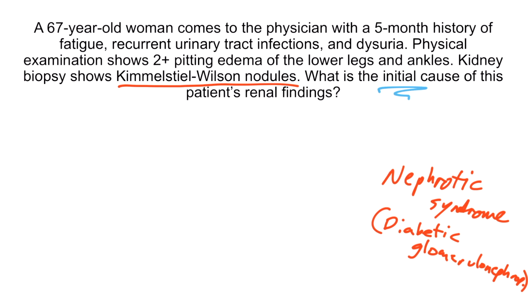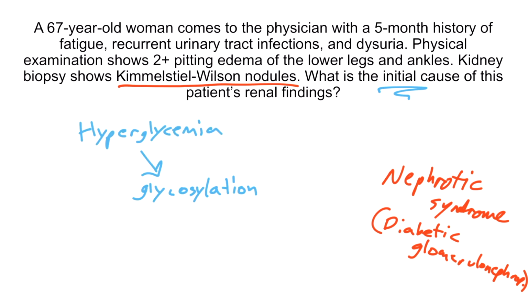And this is an open-ended question, so there are multiple right answers potentially. But the idea is to remember that it starts with non-enzymatic glycosylation of the vascular basement membrane. Or even before that, there's hyperglycemia. And that leads to the glycosylation, which eventually leads to hyaline arteriosclerosis and causes diabetic glomerulonephropathy. So that answers our question.